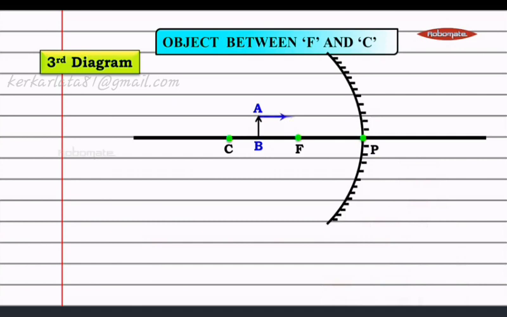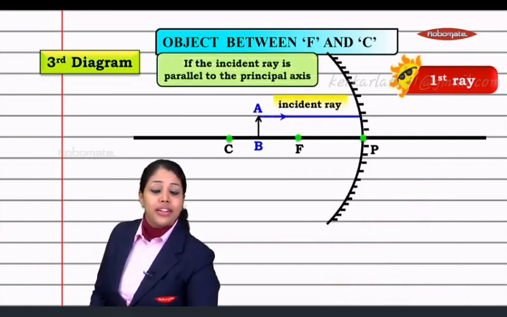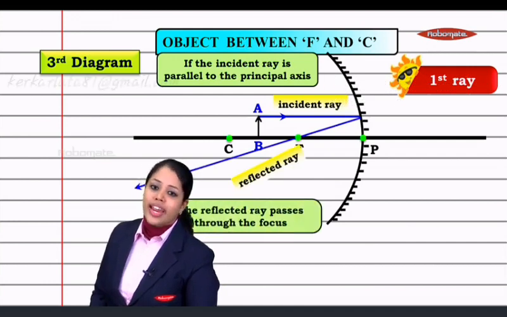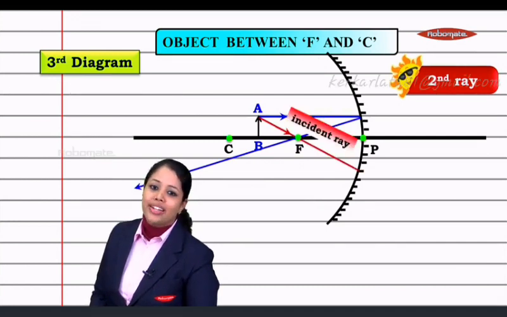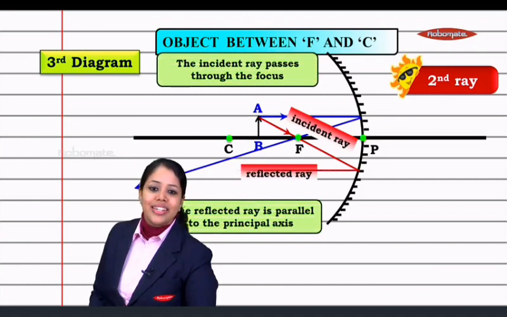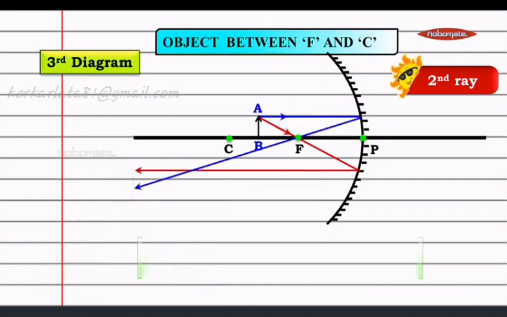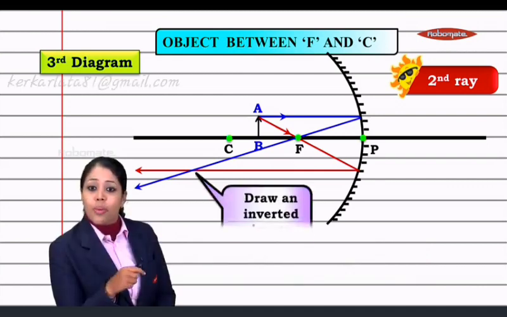Very simple, isn't it? Incident ray parallel to the principal axis, then the reflected ray passes through the focus. After that, coming to the second rule, if the incident ray passes through the focus, then the reflected ray is parallel to the principal axis. Now, after applying the two rules, where the two rays intersect, we make image. Now, here you can see the two rays are intersecting beyond C.